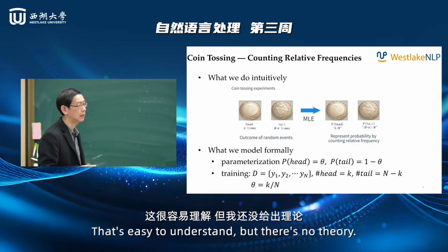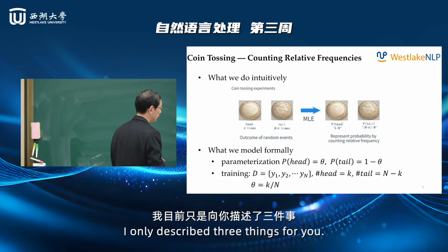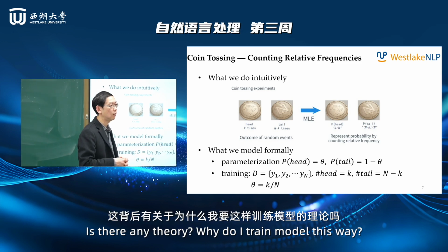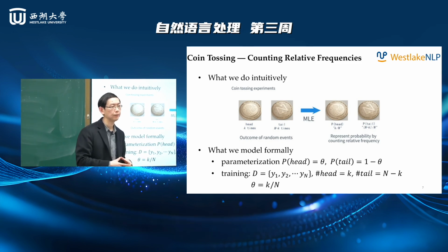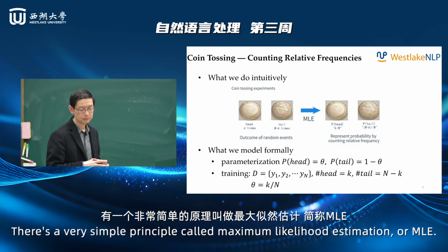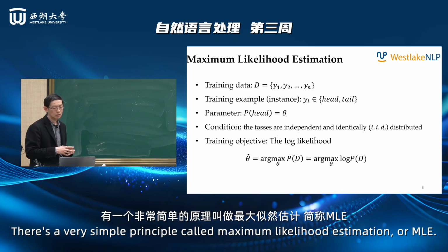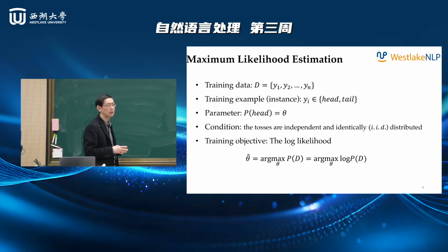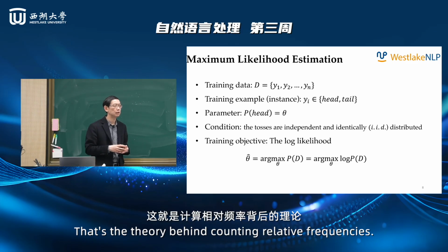That's easy to understand, but there's no theory. I only described 3 things for you. Is there any theory? Why do I train the model this way? There's a very simple principle called maximum likelihood estimation, or MLE. That's the theory behind counting relative frequencies.